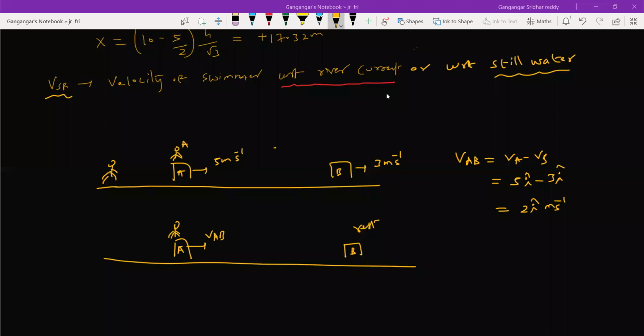Okay, no. If A moves with a velocity VAB, then what happens to B? B will appear at rest. But actually B is moving, no? Are you able to get the logic here? Though B is moving, if A moves with a velocity 2 meter per second, then B will appear at rest here.